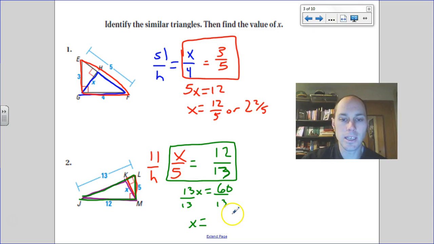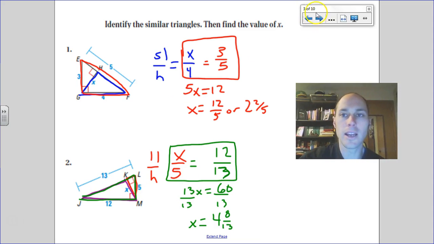13 goes into 60, got to think now. 4 times 13 is 52, which means I have remainder 8. So 4 and 8/13 will be the length of x. And that seems to make sense because 4 and 8/13 is less than 5. 5 is the longest side in that smaller red triangle.